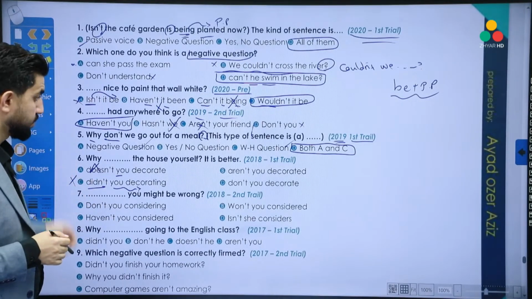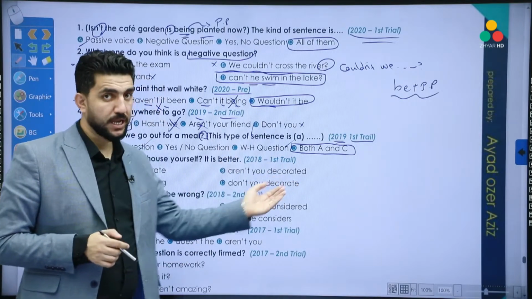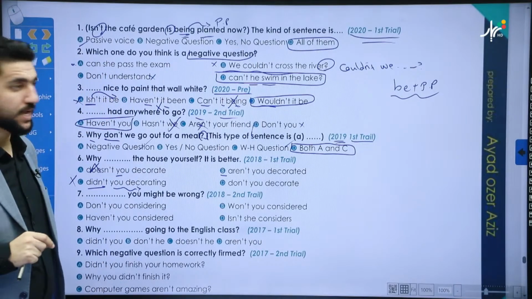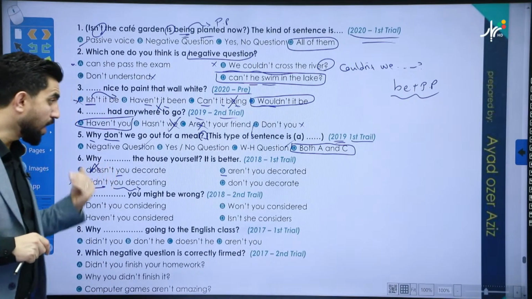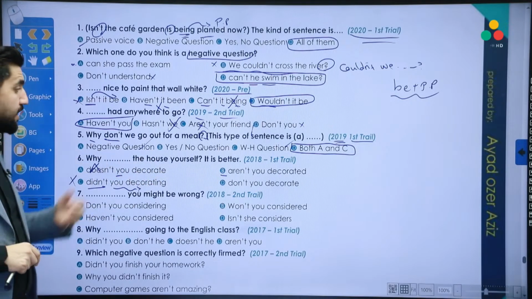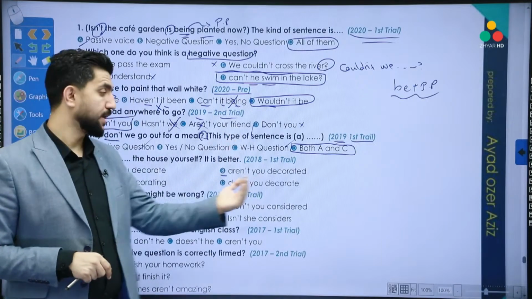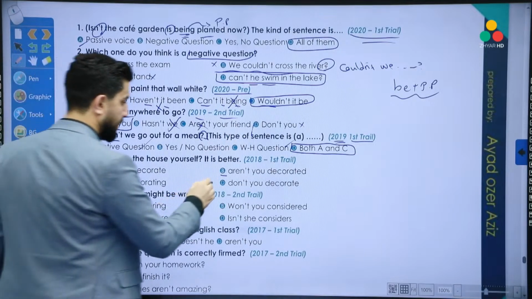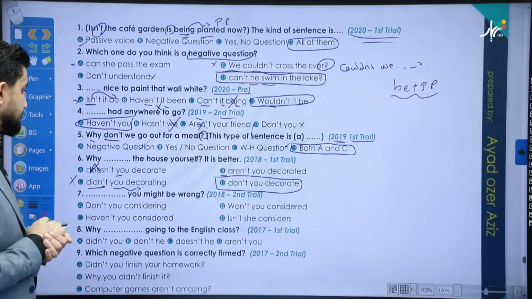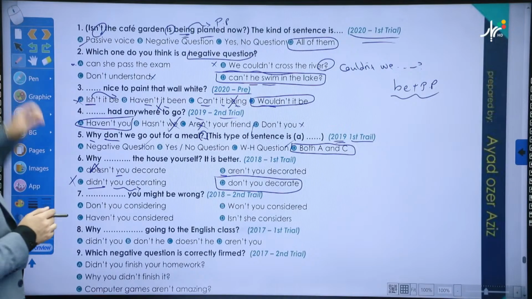That means this one is wrong, this one is wrong. These two. Don't you decorate? Aren't you decorated? This one could be correct when we have passive voice, right? But let's see. Why aren't you decorated the house yourself? Okay? This is not about passive voice. Why don't you decorate the house yourself? This one is active voice, so we use don't you decorate. Okay? All right. What about number 7?